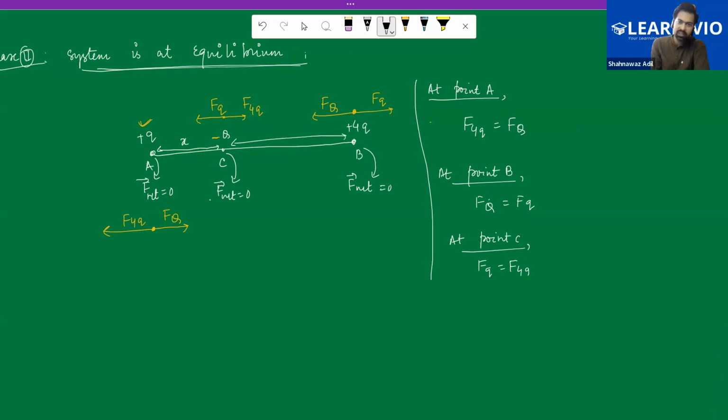Let's say the total distance is L from here to here. The distance is L, so this would be L minus x. And then I can calculate everything, right? I know what is Coulomb's law. I put all these values and then I can solve. This is the idea of electrostatics. Quickly note this thing down and then we'll do a couple of questions.